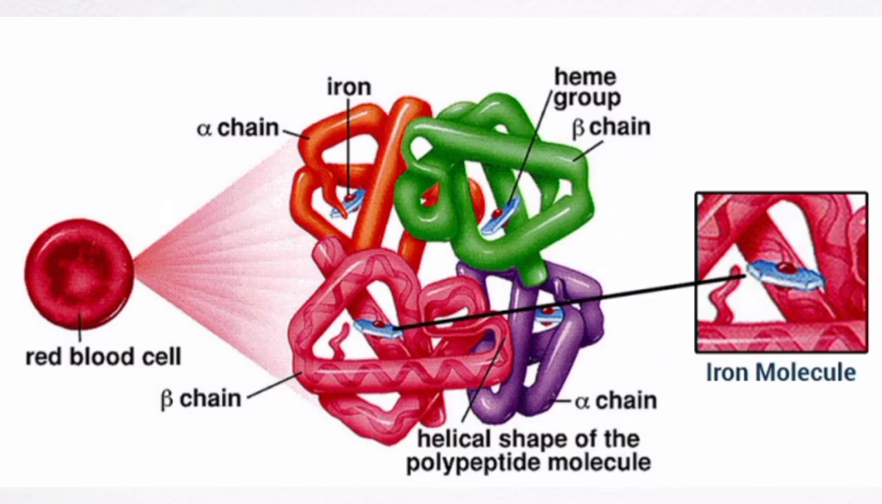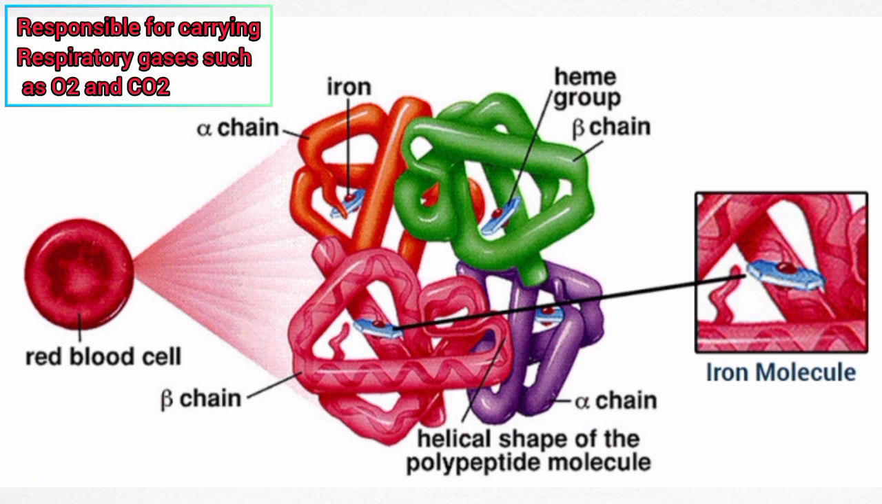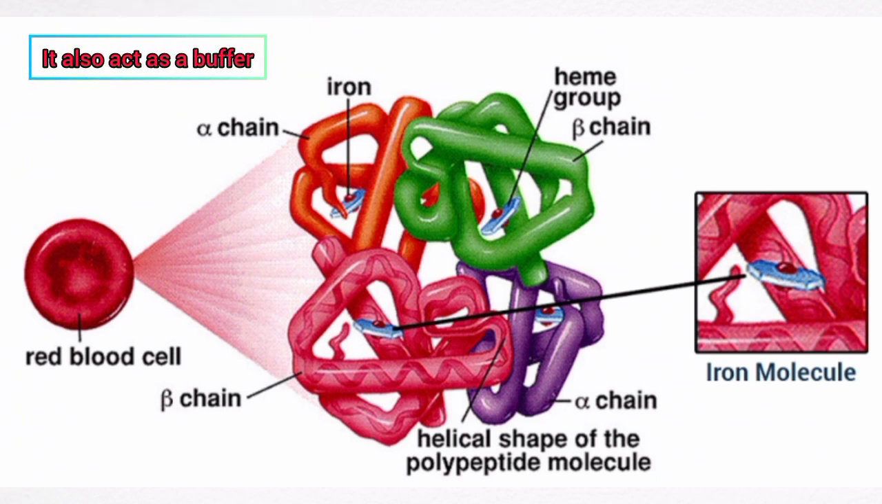Today we'll be talking about hemoglobin. Hemoglobin is the iron-containing coloring pigment of red blood cell. It is actually a chromoprotein that is responsible for carrying respiratory gases such as oxygen and carbon dioxide, and it also acts as a buffer.